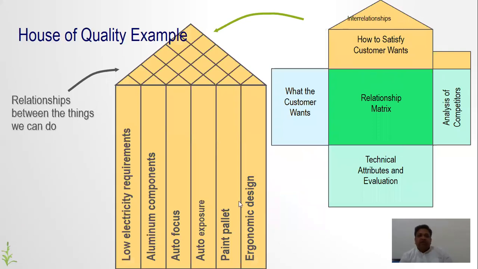House of quality examples. In that, we are further moving to the relationship between the things we can do, meaning how to satisfy customer wants. The same thing: low electricity requirements, aluminum components, autofocus, auto exposure, paint palette, and ergonomic design.